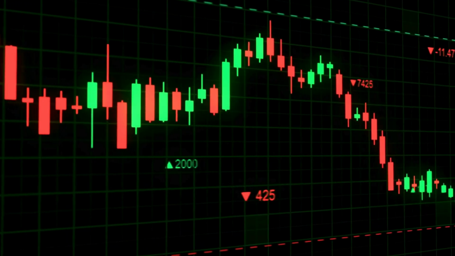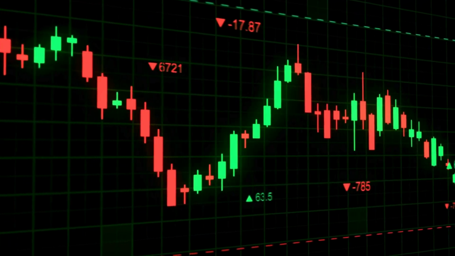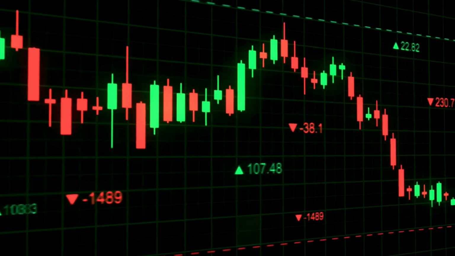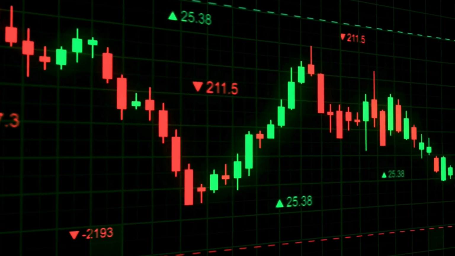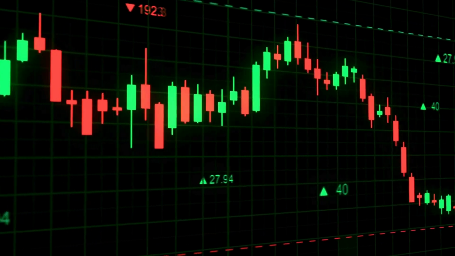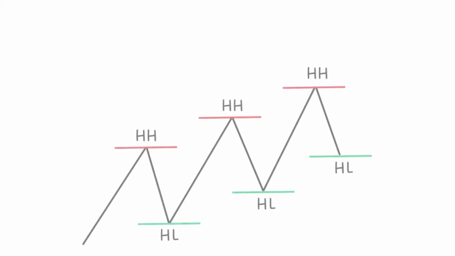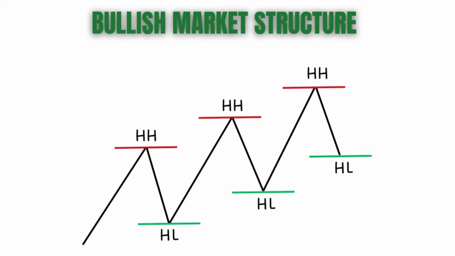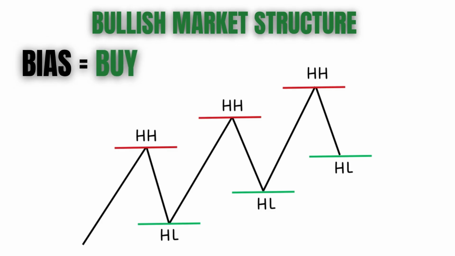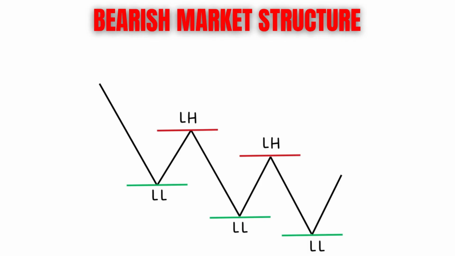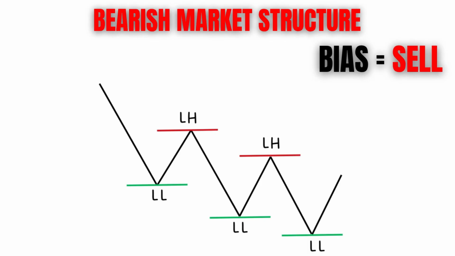Now here is the important part. In ICT, market structure is not just about identifying the trend. It is about identifying which swing points price must break and which ones it is drawing toward. When price is making higher highs and higher lows, you have a bullish market structure. That means your bias is to look for buys. You do not short into a bullish structure without a very strong reason. Smart money is positioned long. You want to be positioned the same way. When price is making lower highs and lower lows, your bias flips. Bearish structure. You look for sells.